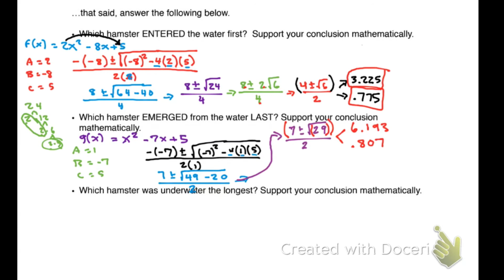Okay. And here we have our 2 x-intercepts for g of x, for that second hamster that dove down. Okay, so now that we have our x-intercepts for both f of x and g of x, we can make a generic graph. So I'm gonna try.